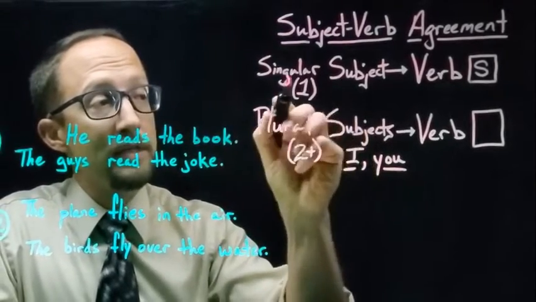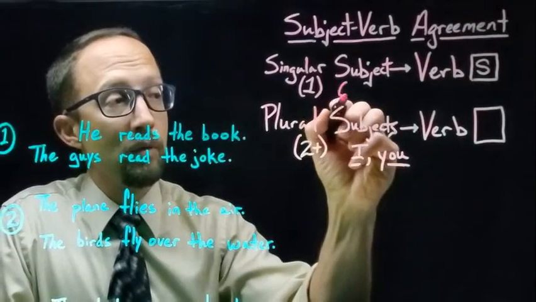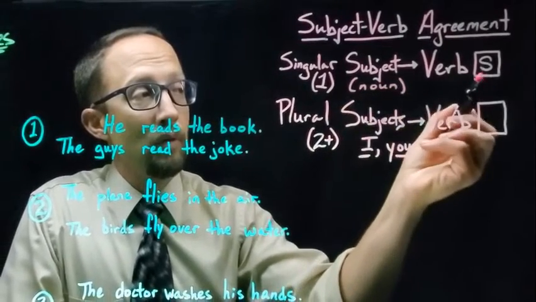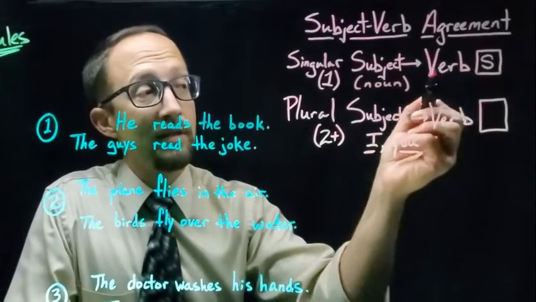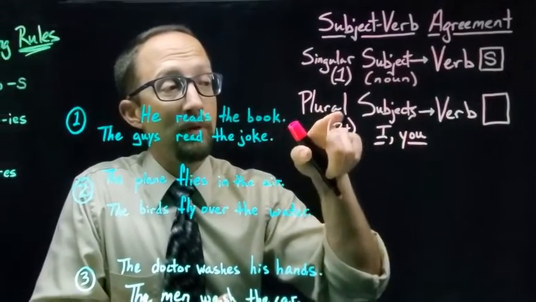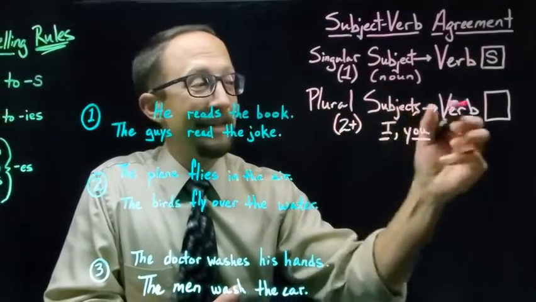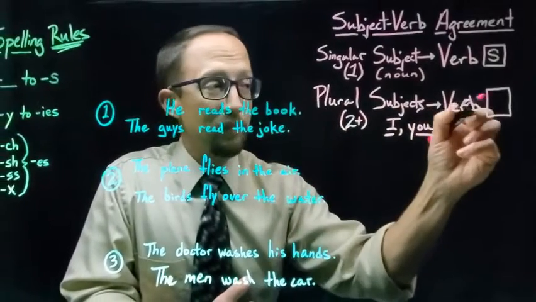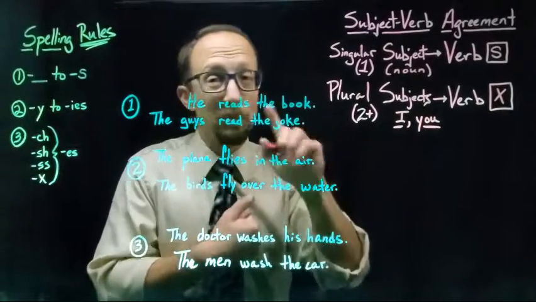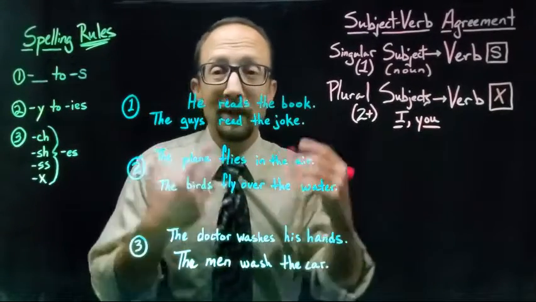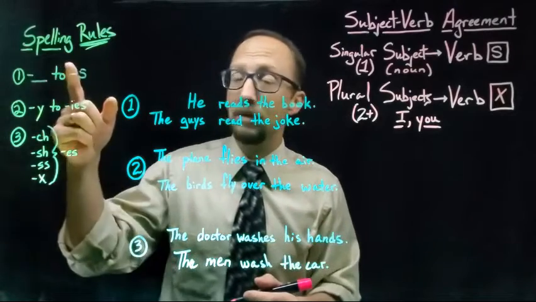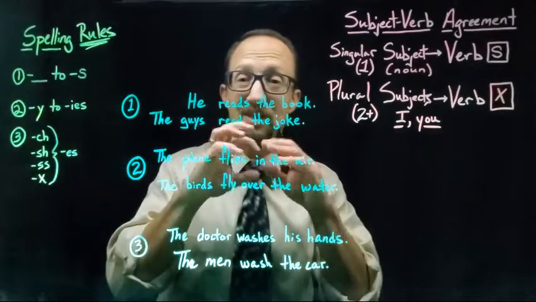When you have a singular subject, which is always a noun, we add S to the end of the verb. When we have a plural subject, two or more, there is nothing at the end of the verb. No S, no S. Now we're going to look a little bit more about the spelling rules because it changes.